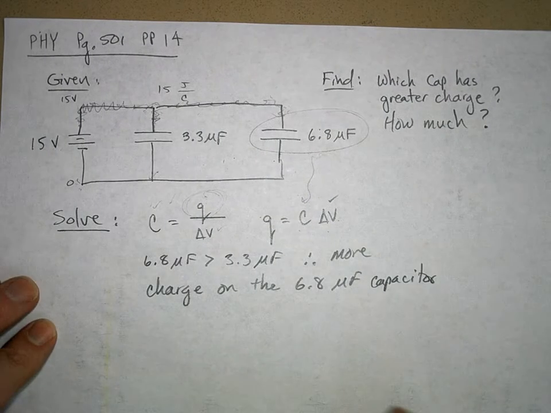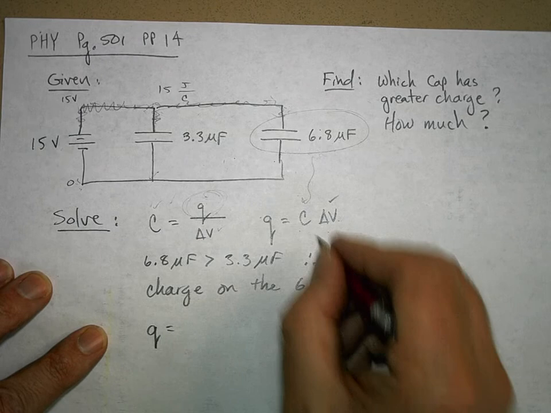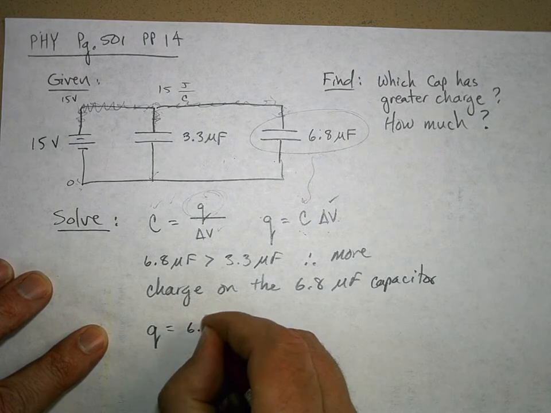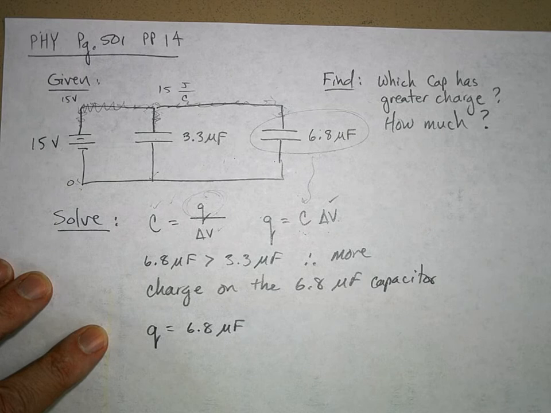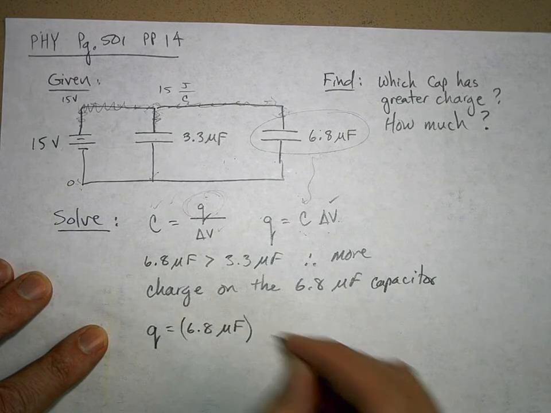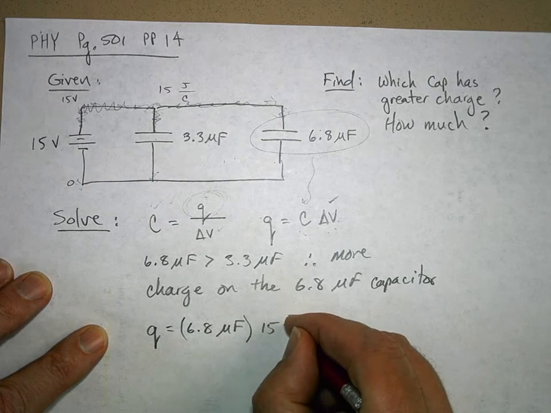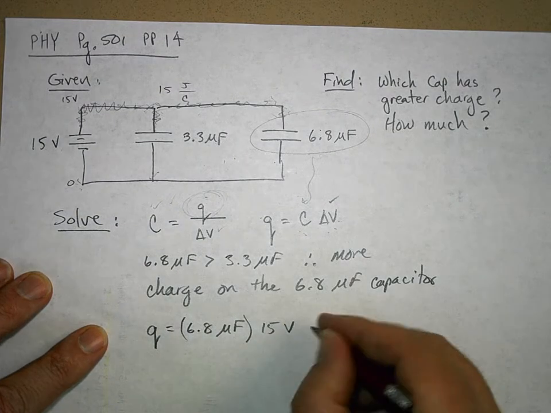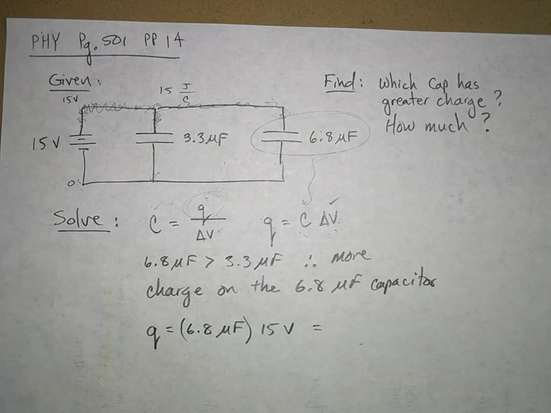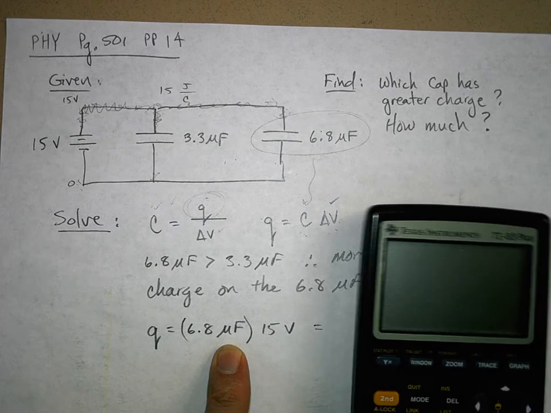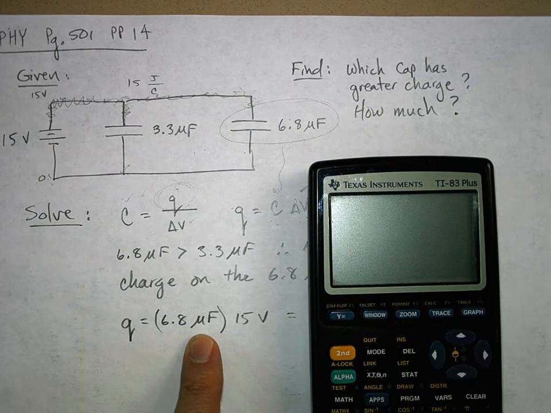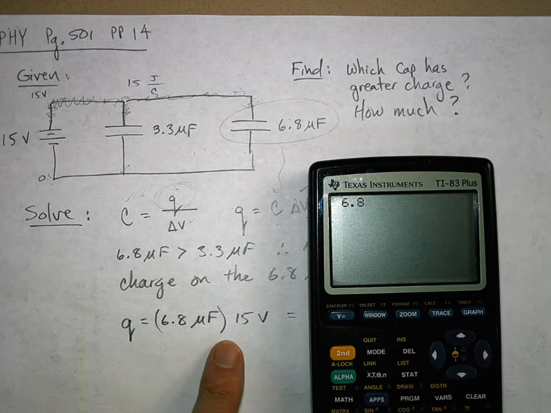And it says, how much charge does it have? Well, this is pretty easy. Q equals C, which is 6.8 microfarads, and then the voltage across the plates is 15 volts. So we just have to multiply 6.8 times 15. Now, what about this micro? Do I want to keep the micro? Sure, you can type that in if you want, but what I usually do is this. I'll just say 6.8 times 15, and I get 102.